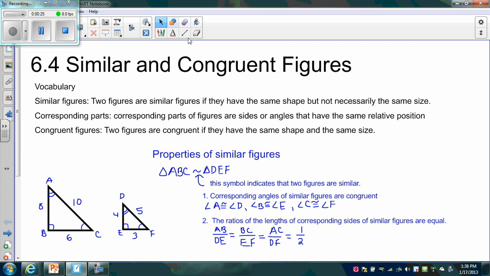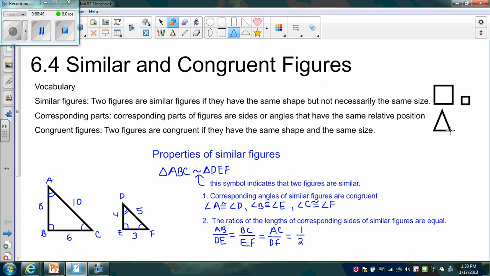And those are going to be similar. It doesn't have to be a square. It could also be triangles, and they'd have to have the same angles and the same shape, but not the same size. Corresponding parts of figures are sides or angles that have the same relative position.